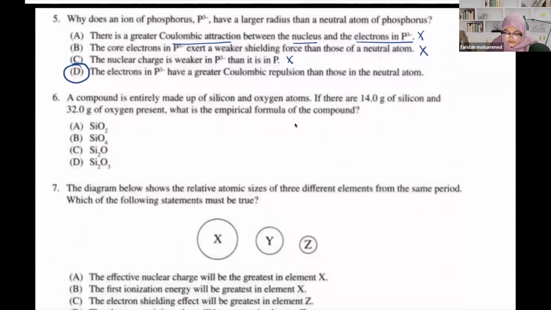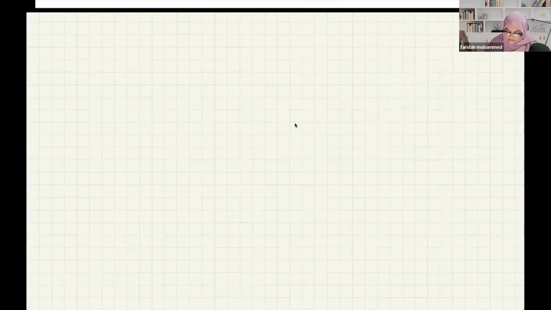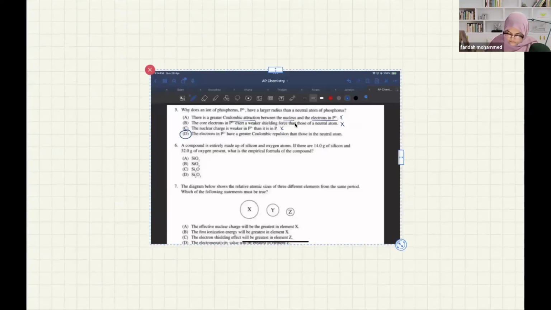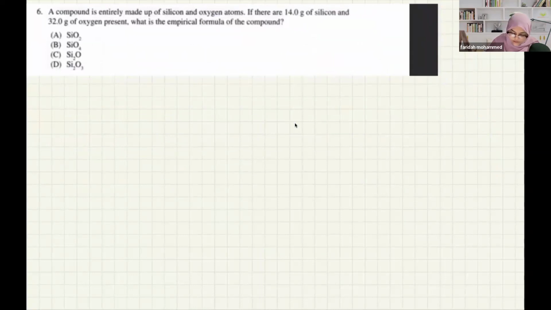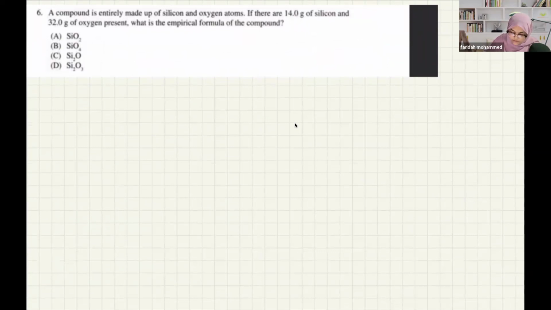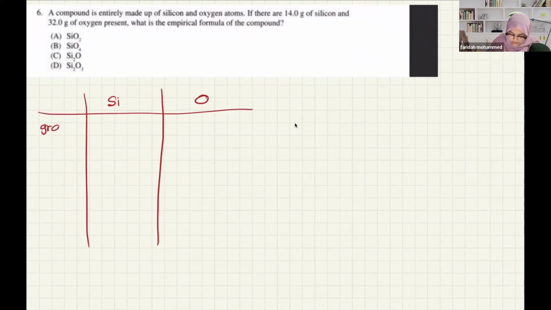A compound is entirely made up of silicon and oxygen atoms. If there are 14 grams of silicon and 32 grams of oxygen, what is the empirical formula for the compound? Okay. To do the empirical formula, there are step-by-step things that we have to do. So we start with making a table. This is made up of silicon and oxygen, so we're going to make a table of silicon and oxygen. The first row is going to be the grams. We know that we have 14.0 grams of silicon and 32 grams of oxygen.